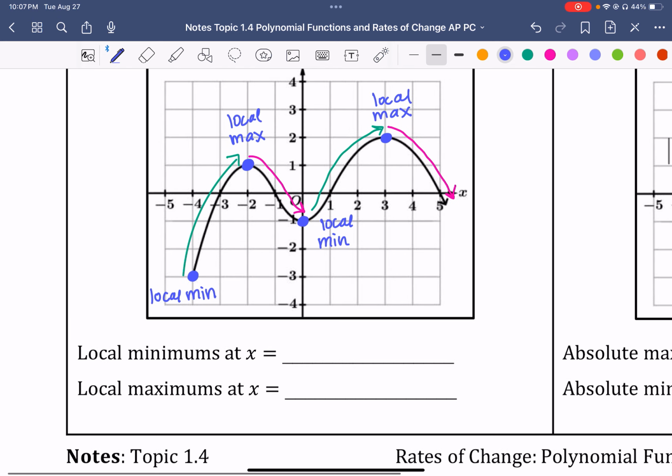Now at the bottom, they want you to label the x values of the local minimum. So the first local minimum was at x equals -4. I'm going to separate my second one with a comma, and I see my other local minimum was at x equals 0. For the local maximums, they occurred at -2 and +3. So I'm going to label those there.